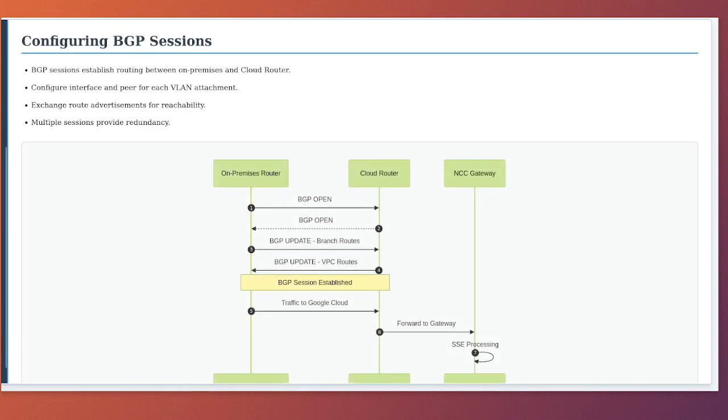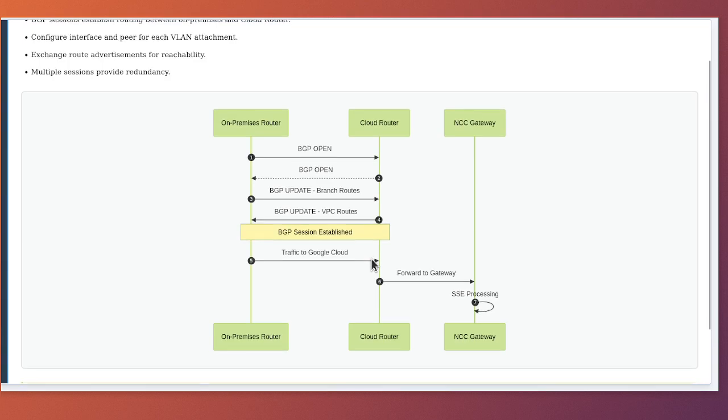Configuring BGP sessions. After creating the cloud router and VLAN attachments, you need to configure BGP sessions to establish routing between your on-premises network and Google Cloud. BGP sessions run between the cloud router and your on-premises router over each VLAN attachment. You configure a BGP peer on the cloud router that corresponds to your on-premises router's BGP configuration.